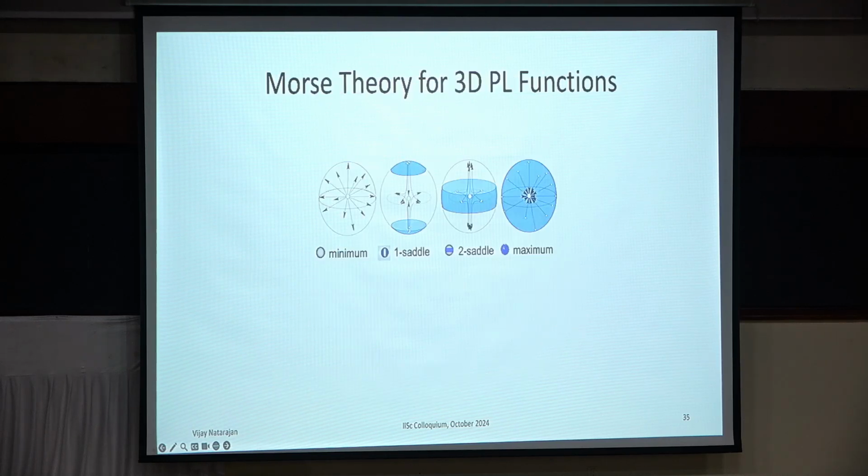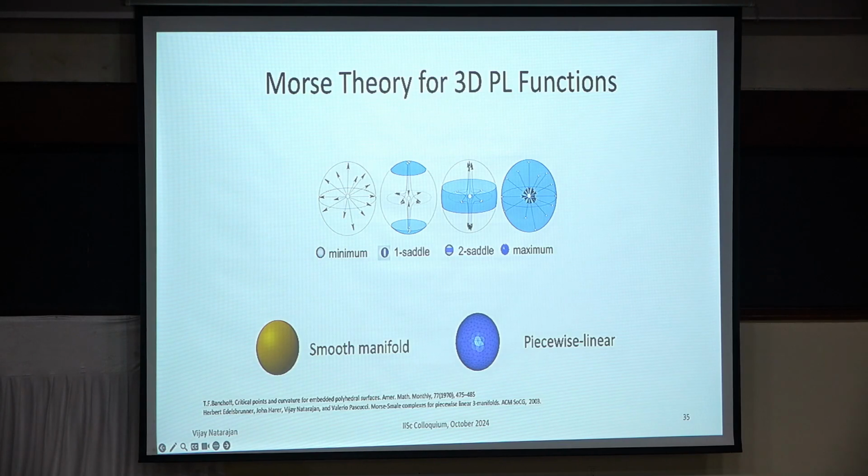So the notions of critical points, their definitions, extend to 3D. Let's not look at all the details. The min and max are recognizable. What I show here is the lower link. So for a min, the lower link is empty. For a max, the lower link is this entire spherical shell.